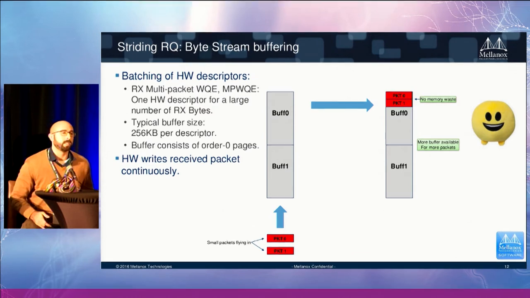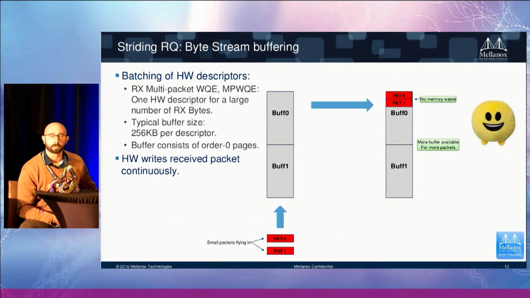Striding RQ is what we call byte stream buffering. In Striding RQ we batch the hardware descriptors. We call every entry a multi-packet WQE, WQE for WorkQ element. So every element can serve multiple packets. We allocate buffers of much larger sizes, not MTU; typically it's about 256 kilobytes per descriptor. The buffers themselves consist of order zero pages, so we are fine with the disadvantages of using high order pages that Jesper just talked about.